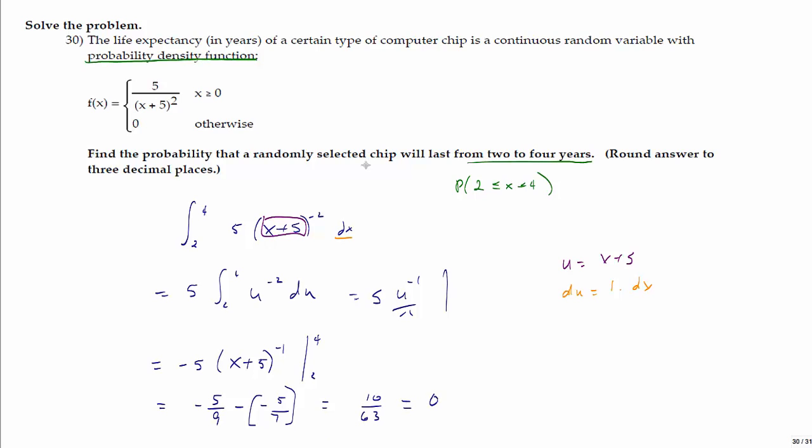And then converting to a decimal, 0.1587, and so on. The directions do ask us to round to 3 decimal places, so I will go with 0.159. So that is the probability that our randomly selected chip will last from 2 to 4 years.